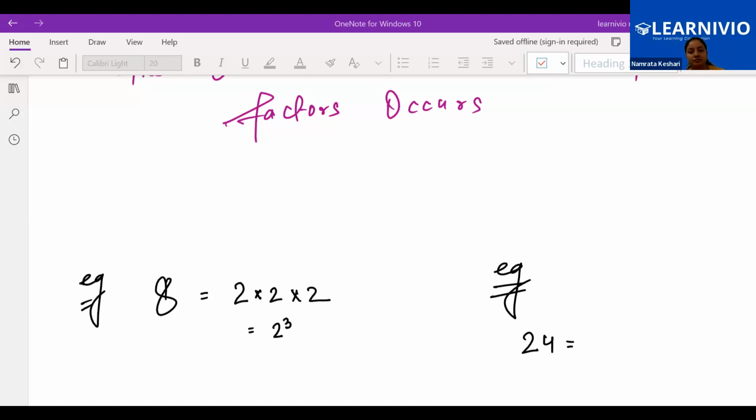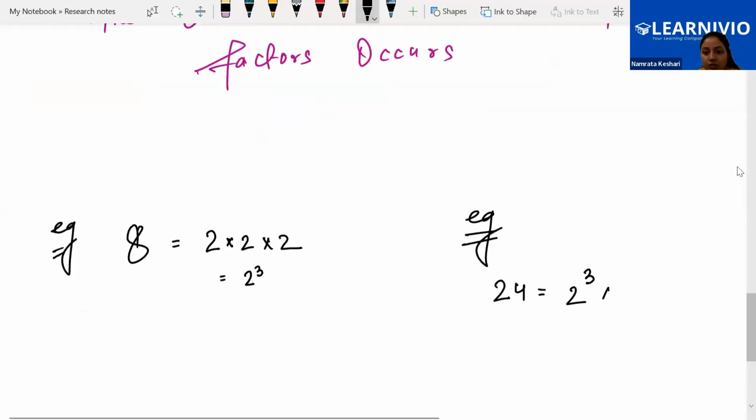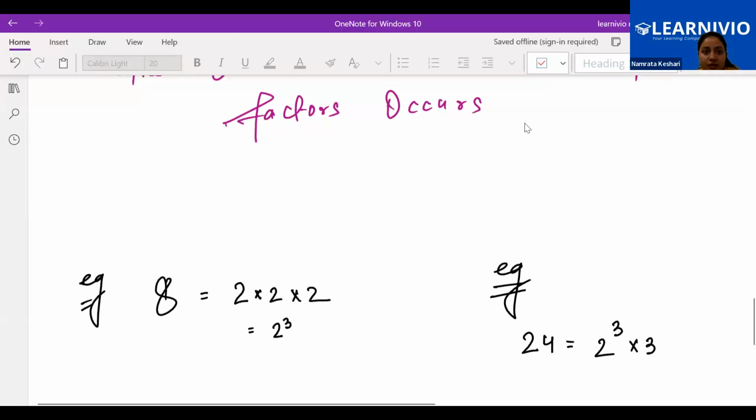Ma'am, can I say? Yeah, ma'am, 2 raised to the power 3 into 3. Please check it. Rest of the students, what are you getting? Yes, ma'am. Same. Galvin, ma'am, I got the same one. Okay, everyone is getting the same.